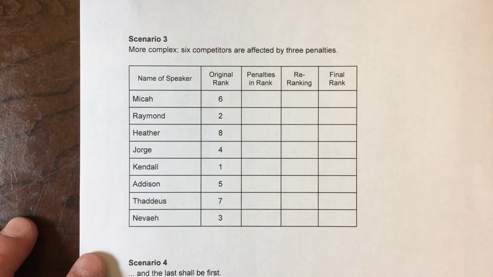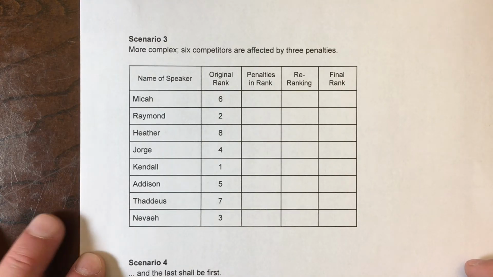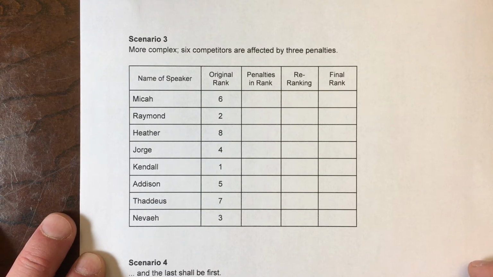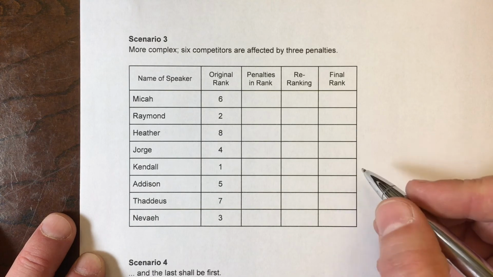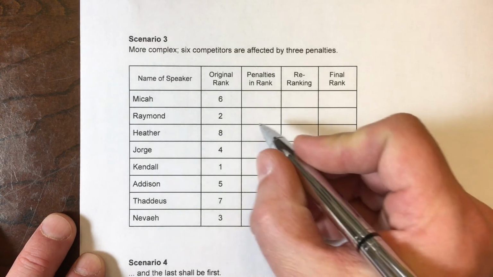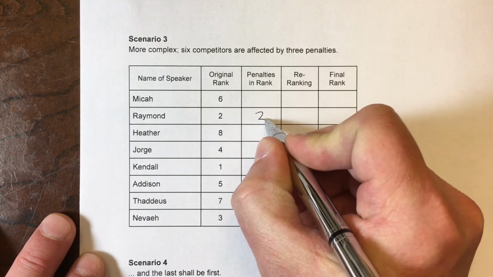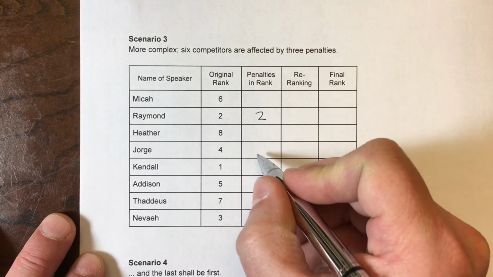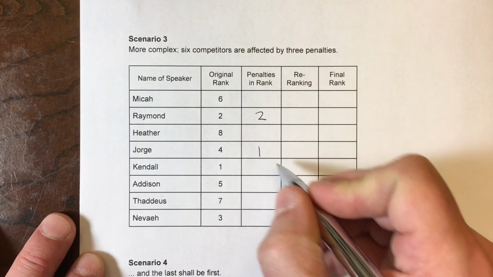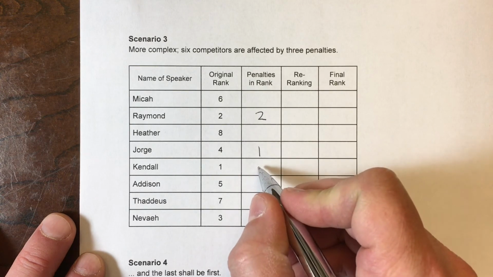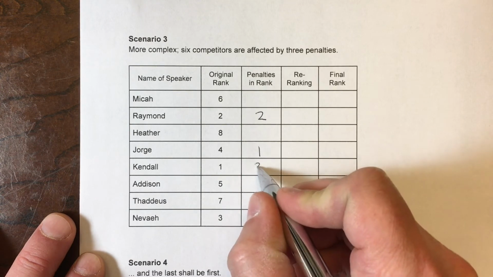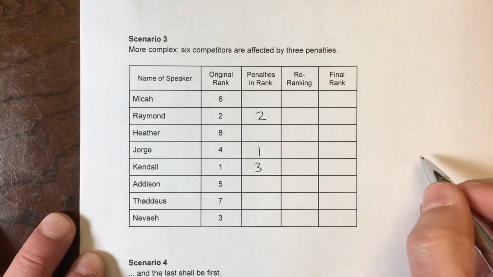Now in this third scenario, we're going to see a more complex situation that is actually representative of real situations that we've seen in tournaments this year. So we have 3 penalties in this scenario. First, Raymond, who used a script in his speech, so he gets a 2 rank penalty for that. Jorge went overtime, 1 rank penalty. And Kendall both used a script and went overtime, so a total of 3 ranks in penalties.